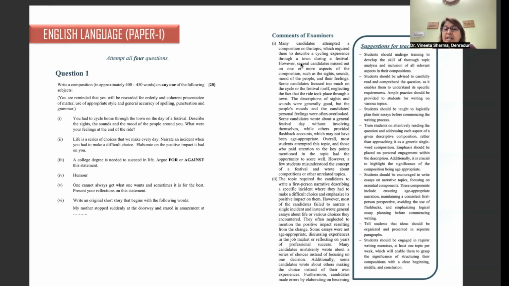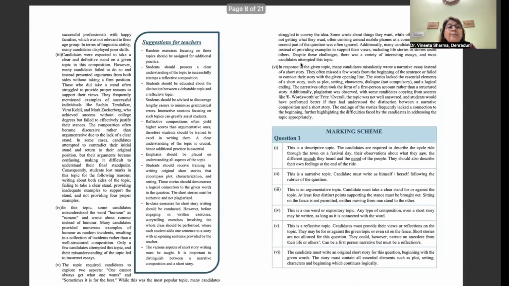Additionally, some candidates wrote about others making the choice instead of their own experiences. Furthermore, candidates made errors by elaborating on becoming successful professionals with happy families, which was not relevant to their age group. In terms of linguistic ability, many candidates displayed poor skills. So, linguistic ability, we are going to talk later. Right now, we are focusing on content.